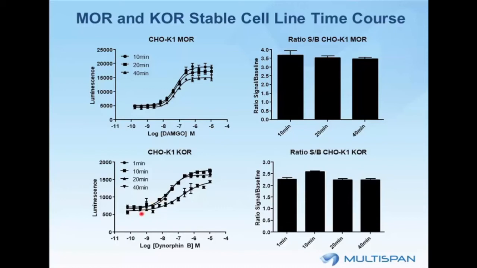The CHO K1, this is the 1 minute, this is 10 minutes. And here is your ratio of the kappa opioid receptor in the CHO K1 cells. Essentially, you have a very, very stable assay.